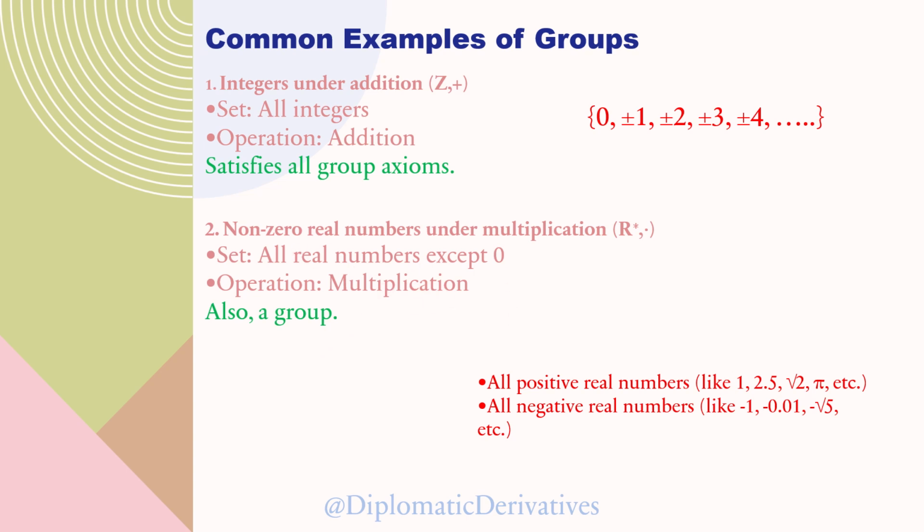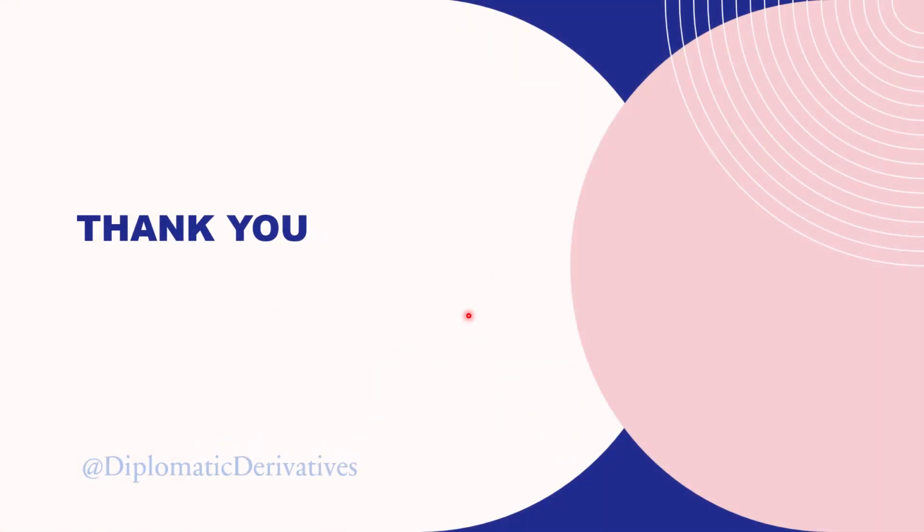Okay, that's it for the video. I hope everything was clear. I tried to make things as simple as possible. That was all about the very basic understanding of group theory, the 4 rules to be applied for something to be called a group, and the common examples of a group.